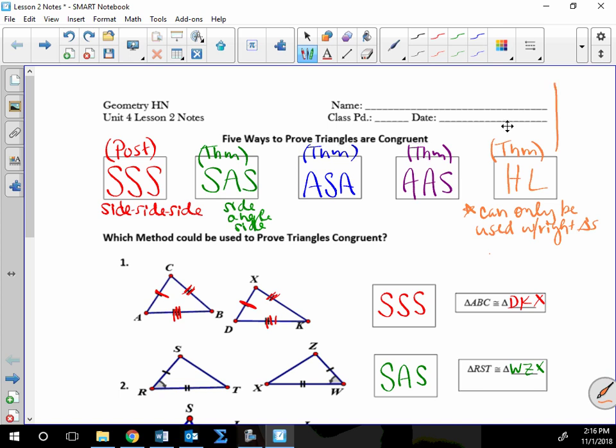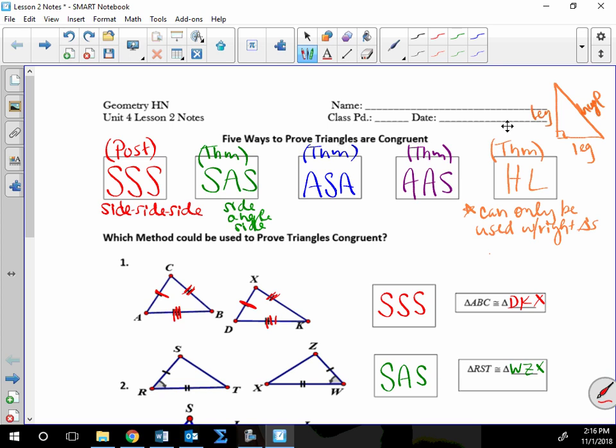So let's talk about what a right triangle is with its anatomy, with its pieces. A right triangle has that right angle. What is my hypotenuse in a right triangle? The longest side, and where's that located? Opposite of my right angle. So this is my hypotenuse, and then these are called legs. For our hypotenuse leg, it doesn't matter which leg matches up, just as long as it's a leg and hypotenuse.